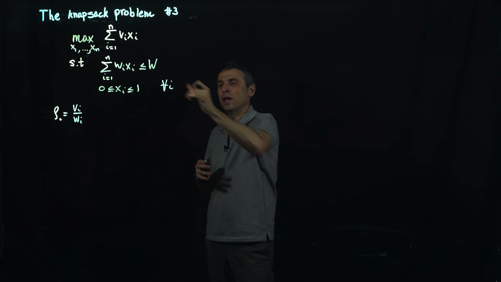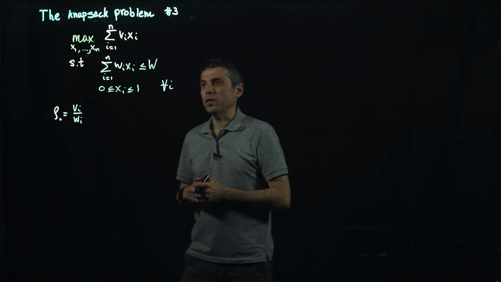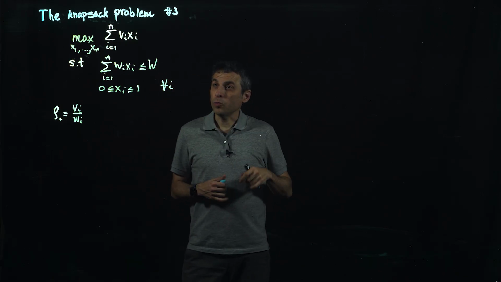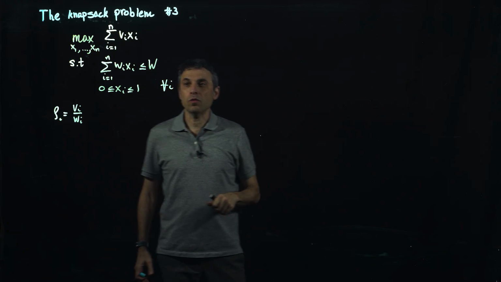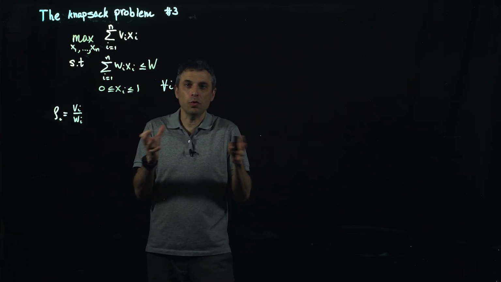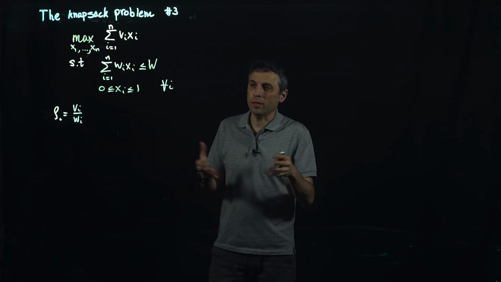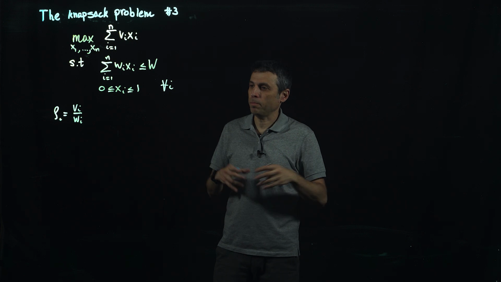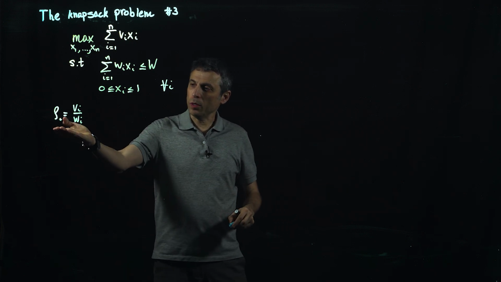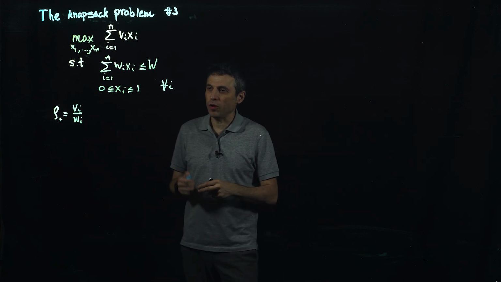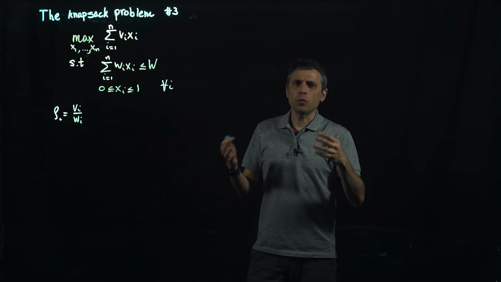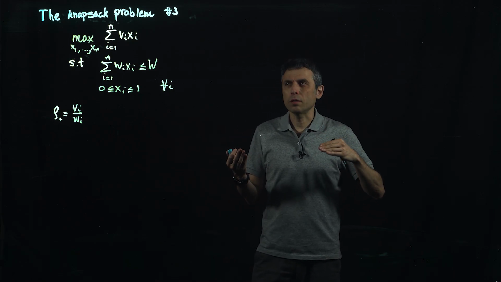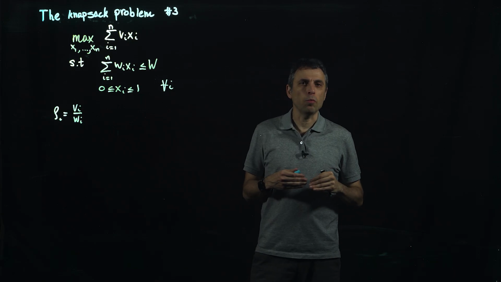So here is the problem that we are facing: we want to maximize the value, and we have a weight constraint, and we can choose to take an item, part of it, or none of it. Also, we looked at the density of the value per the weight, and we saw in the previous video how to use the greedy algorithm to solve the knapsack problem.